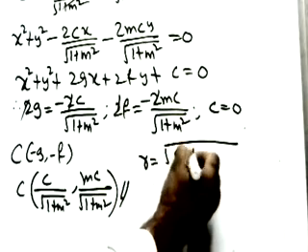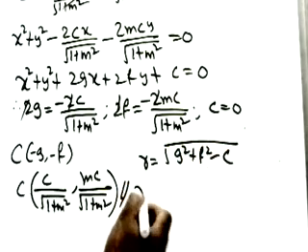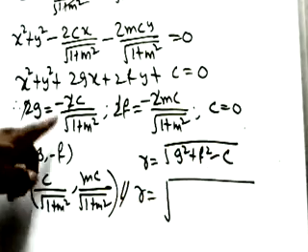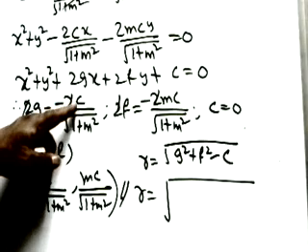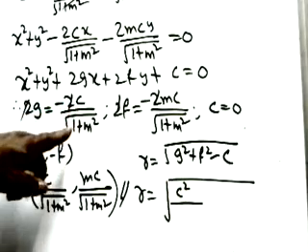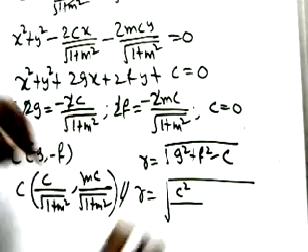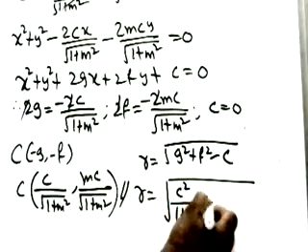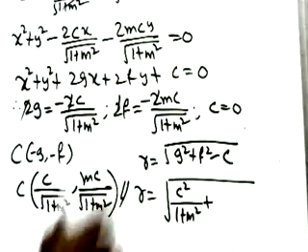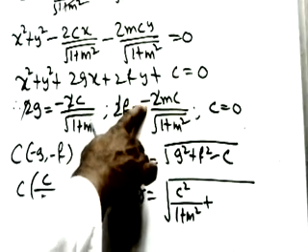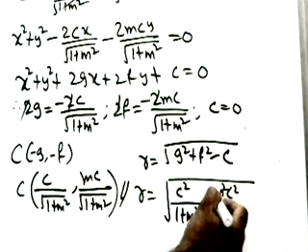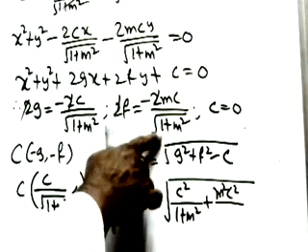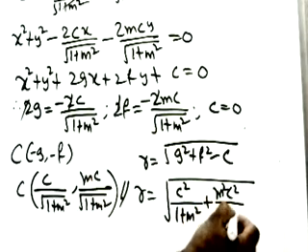Now what is next one? Radius. Its formula is under root of g square plus f square minus c. R equals to, now observe carefully, g square means we have to square this. If we square this, minus square will become plus, this will become c square by, when you square the denominator, root and square will get cancelled, we are left with 1 plus m square, plus. In the same way f square, if we square this, minus square will become plus, this will become m square c square divided by 1 plus m square.